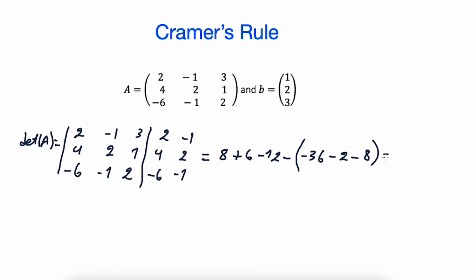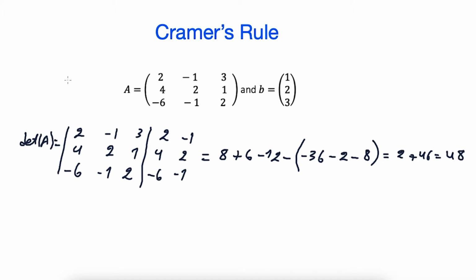So this equals 8 plus 6 minus 12, which is 14 minus 12, which is 2. And here minus 36, minus 2, minus 8, so this is minus 46. Minus minus 46 is plus 46, and this equals 48. So now the determinant of A is 48.